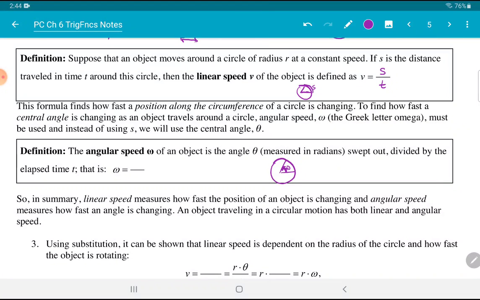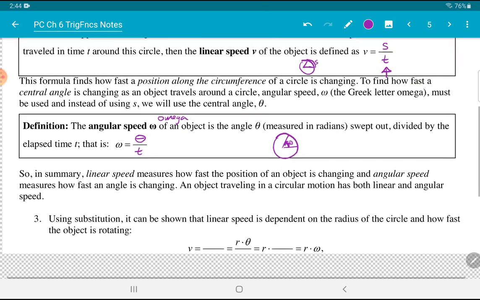So our angular speed, which we call omega, is found very similarly to our previous formula. We're just seeing, for every certain number of degrees, theta, how long it takes. So omega is theta divided by time. It's a very similar formula.